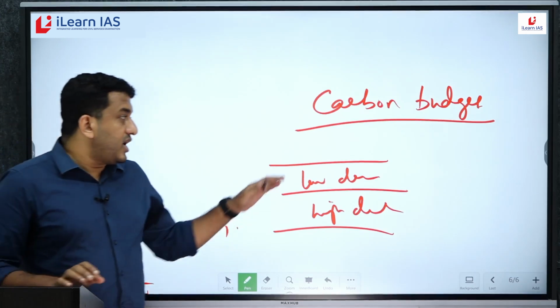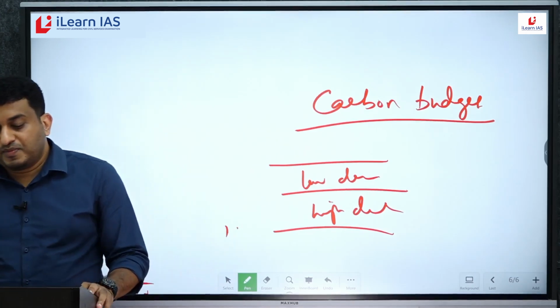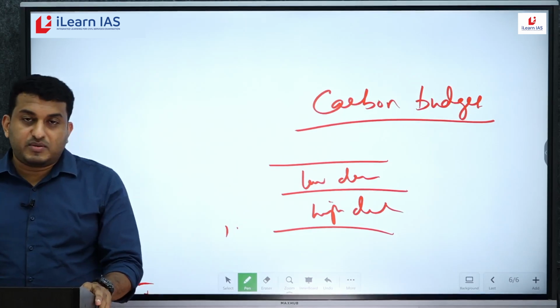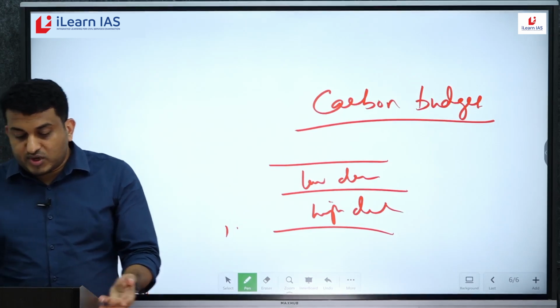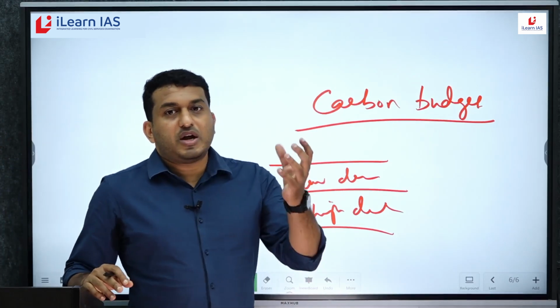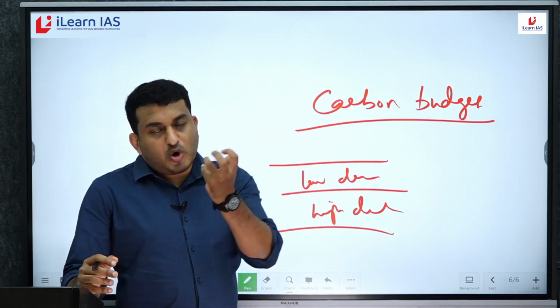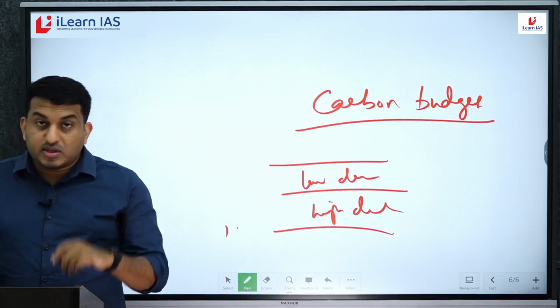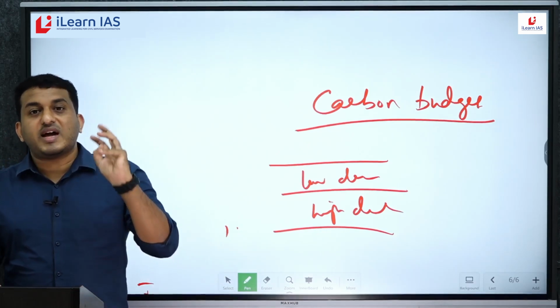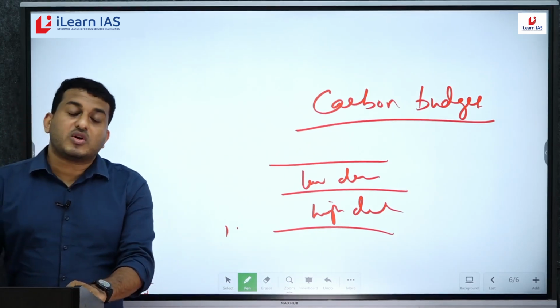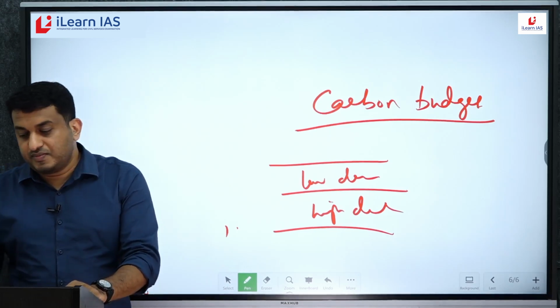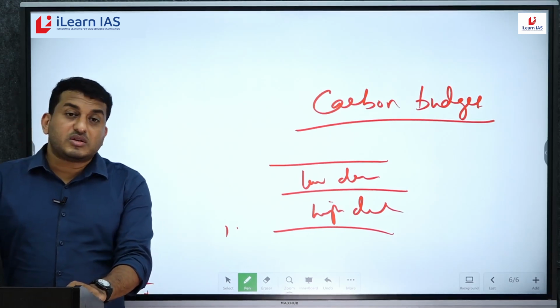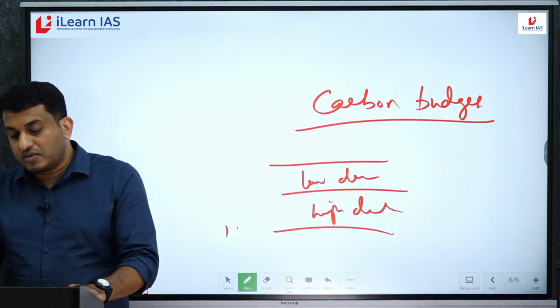Getting it? So that is another impact. Acidification can happen. Ocean acidification. What is ocean acidification? The carbon dioxide is actually absorbed by the oceans. This carbon dioxide absorbed by the oceans reacts with water, forming what is called carbonic acid. That actually increases the acidic characteristics of water.